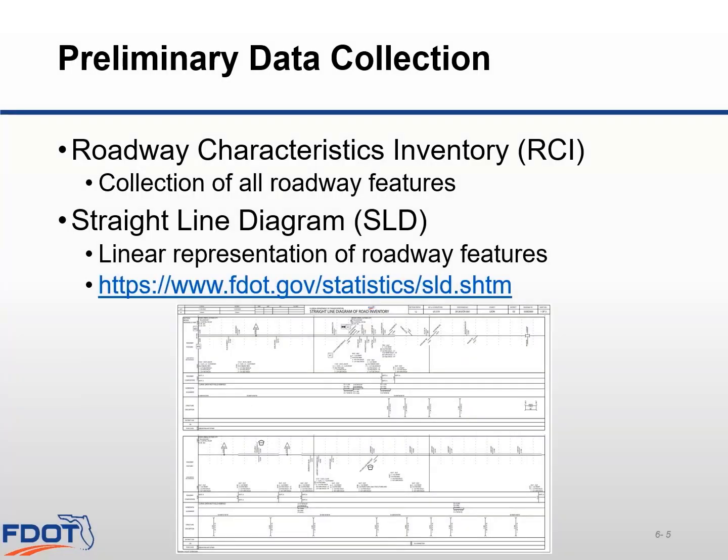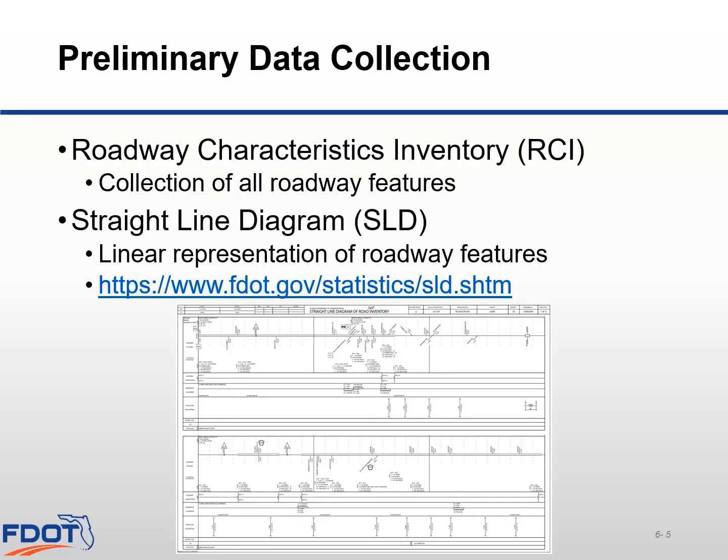The Roadway Characteristics Inventory, or RCI, is a collection of transportation features on all of our roads in the state highway system. Straight line diagrams are linear graphical representations of the features and characteristics from the RCI database along roadways on our state highway system. You can find all the straight line diagrams available for download at the website shown here on the screen.